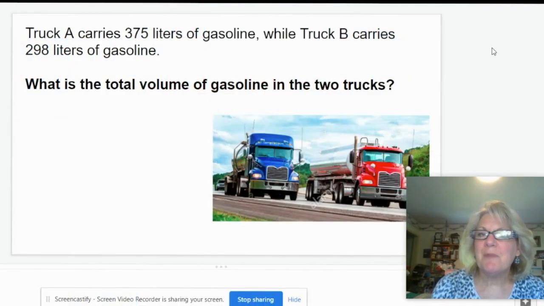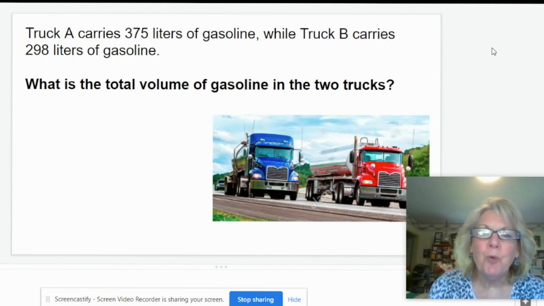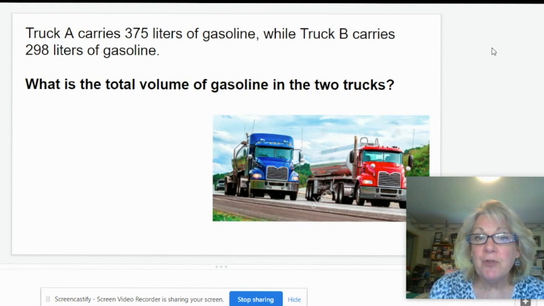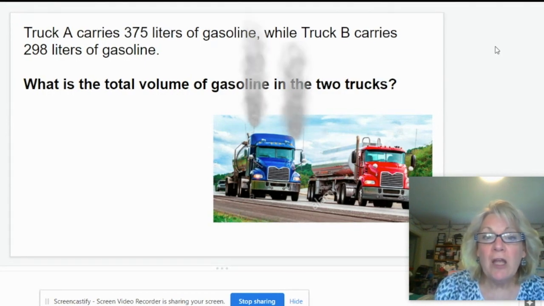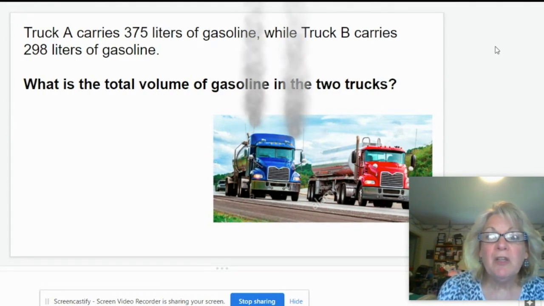Hi, third graders. It's Ms. Pertrassi here again to do some more word problems. This week, it's with units of measurement that have to do with volume. Our first word problem today is going to be using liters.